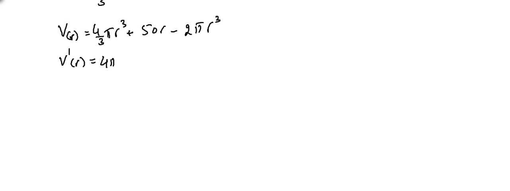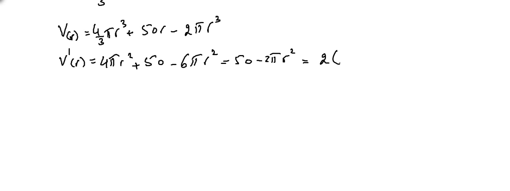So 3 times 4 over 3, it's 4 pi, a constant, r square, plus 50, because it's the coefficient of r, minus 2 pi r cube, so it is 6 pi r square. The final answer of this will be 50, right? Minus 2 pi r square, because 4 pi r square minus 6 pi r square is minus 2 pi r square. All right, we can take 2 common. It's 2 times (25 minus pi r square).